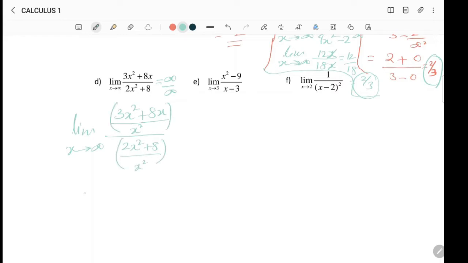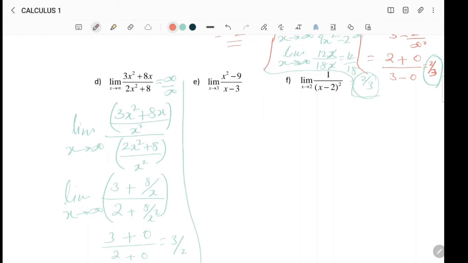Okay, that's great. Now this is limit x tends to infinity. 3x squared over x squared, that's 3, and 8x over x squared, that is 8 over x. 2x squared over x squared, that's 2, and it became 8 over x squared. Okay, that's fine. Now if you put infinity, then this is 3 plus 8 over infinity, that's 0, and 2 plus 8 over infinity, that's 0. Again we got 3 over 2.